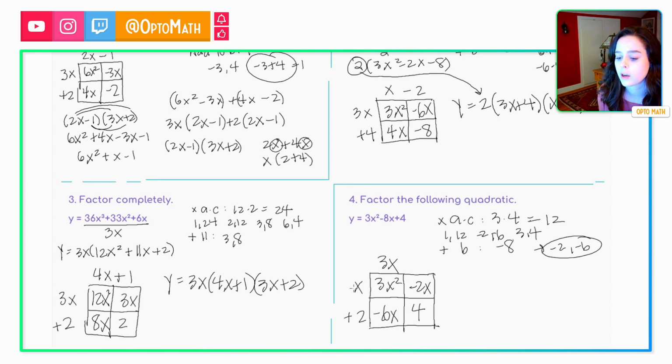And same thing here, like what can you multiply by x to get you to -2x? It's got to be a -2. And -2 times 2 is also a 4. So that's some other ways to check. So our factored form is 3x minus 2 times x plus 2, and we are done.